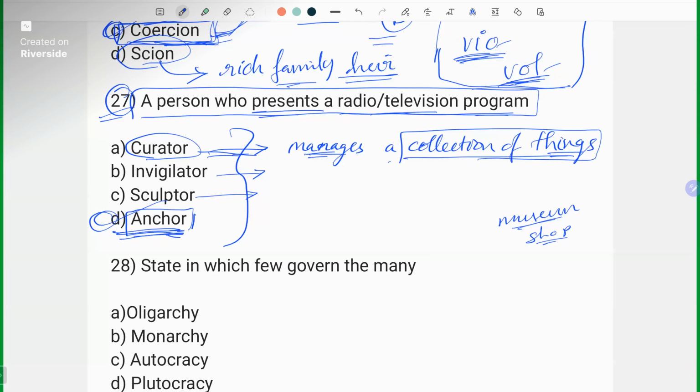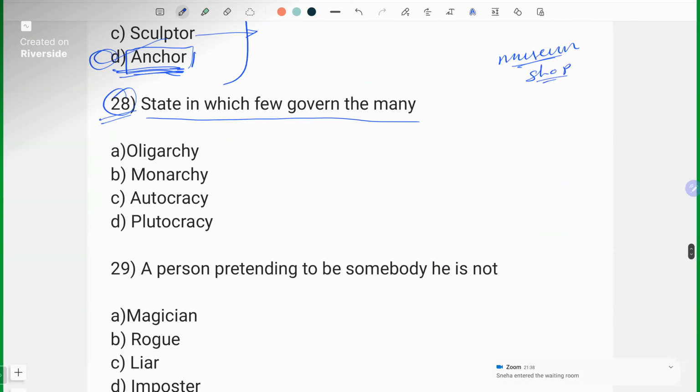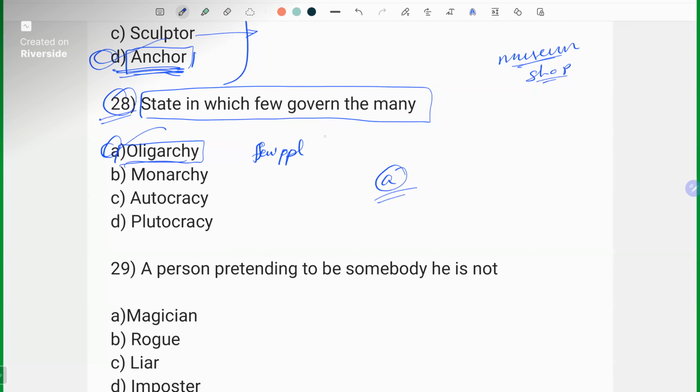Question 28. State in which few govern the many. Option A, ma'am. Okay. Option A is the answer. Few people, a group, will be the government. Monarchy means one person, either a king or a queen. Autocracy is also one person, but they need not be a queen or a king.